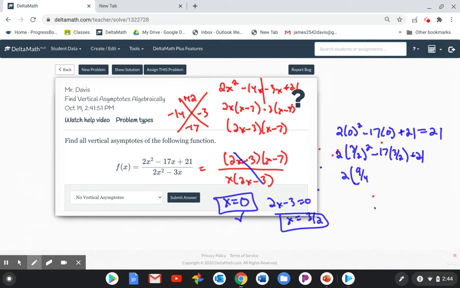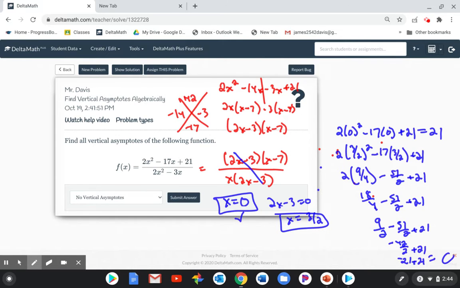You would get 9 fourths minus 51 halves plus 21. That gives you 18 fourths minus 51 halves plus 21. So that'd be 9 halves minus 51 halves plus 21. And that would give you negative 42 over 2 plus 21. So negative 21 plus 21, which does give you 0. So since that gave you 0, you would actually need to eliminate this one because it is a 0 of both the top and the bottom.